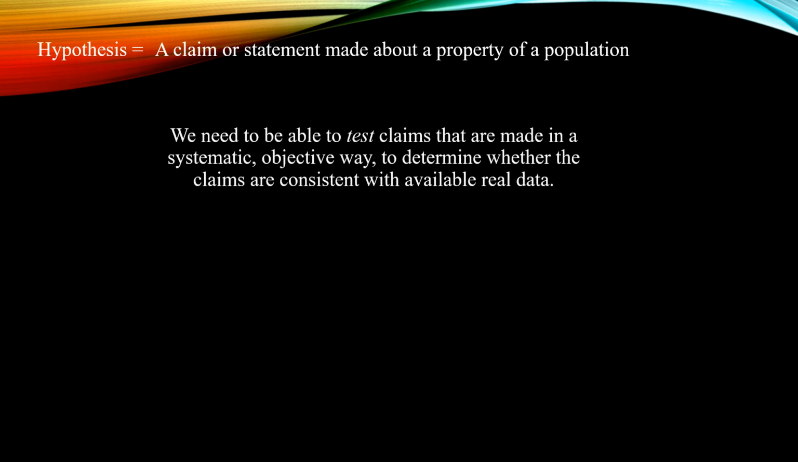A hypothesis is just the claim that is being made about the property of a population. Now, this could be a proportion, a mean, a variance. Some kind of claim is being made about some property of that population. And the whole point of this process is that we need to be able to test the claim that is being made in a systematic and objective way so that there is no inherent bias in our conclusions. And we need to determine whether the claim that is being made is consistent or inconsistent with available sample data.